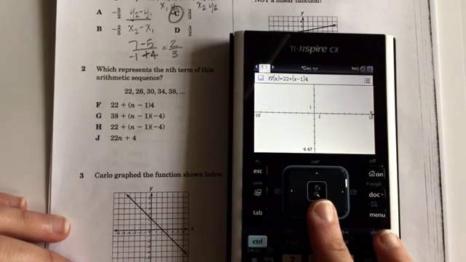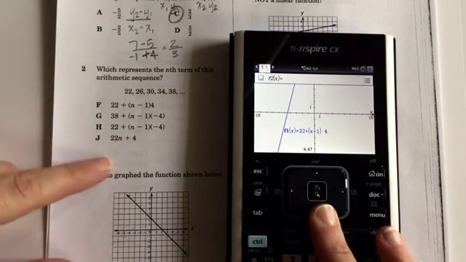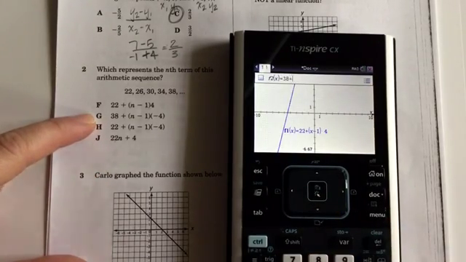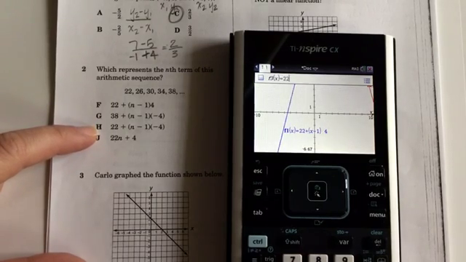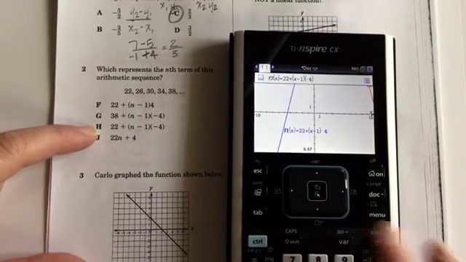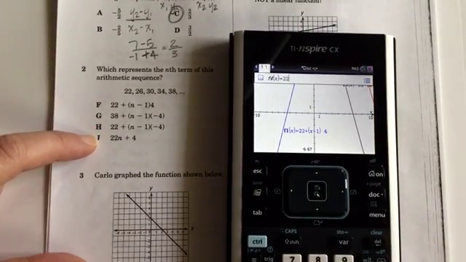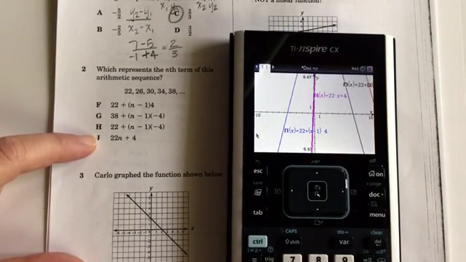So there's answer choice A. Answer choice B, 38 plus x minus 1 times negative 4. And you do have to be careful about putting in negatives and minuses differently on the calculator because it is kind of picky about that. Next answer choice, 22 plus parentheses x minus 1 times negative 4. And the last one, 22x plus 4. Okay, I have all 4 formulas in there.